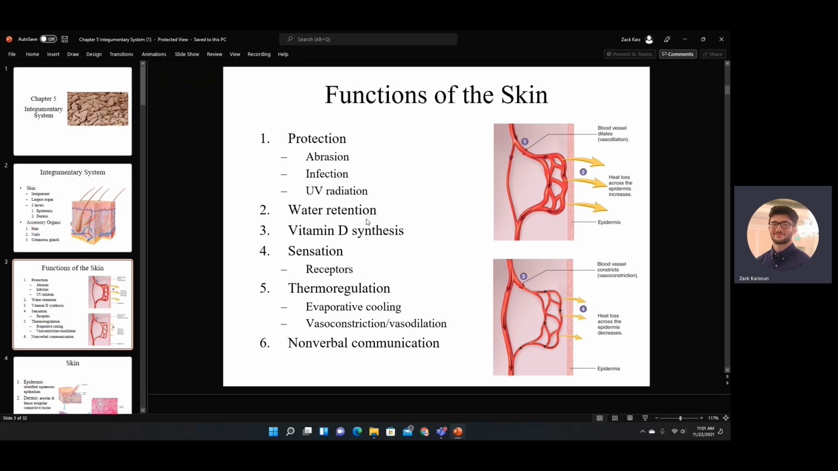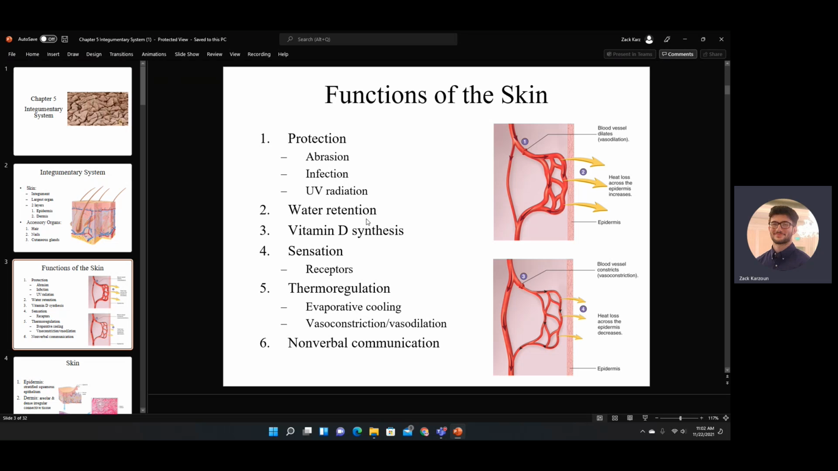Number three is vitamin D synthesis. So vitamin D is a very important vitamin that pretty much helps in the manufacturing of calcium ions, right? And calcium is very important for bone structure. So vitamin D, as you can tell, can help with bone strength, bone structure, and bone viability over time, longevity, right?